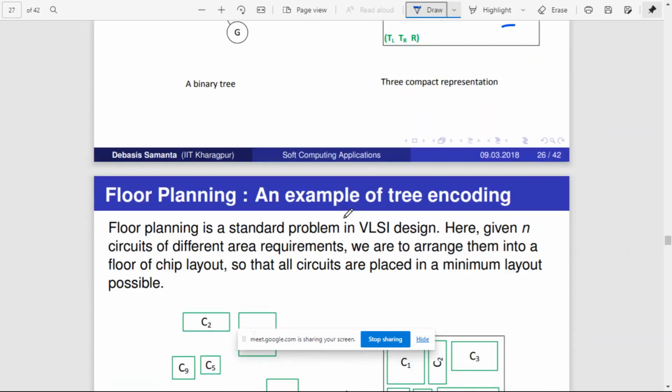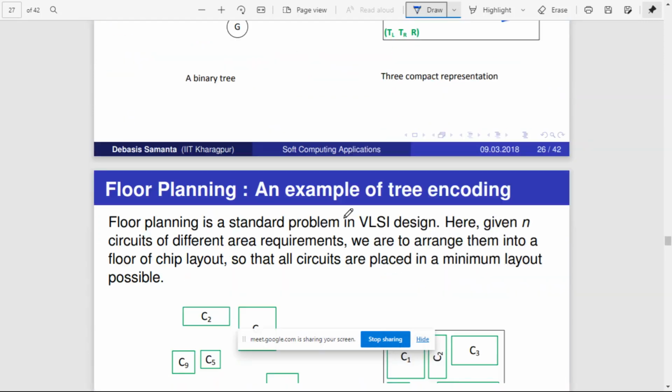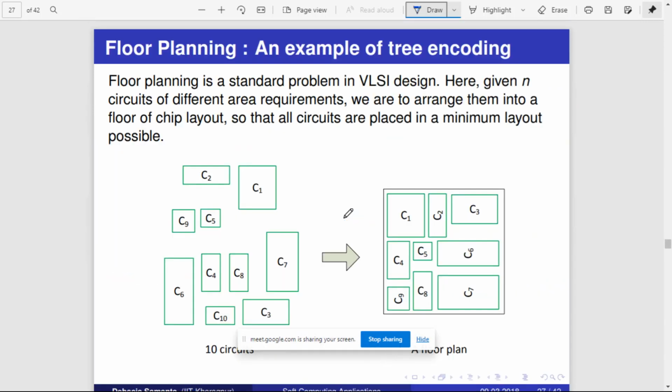So we are going to discuss this with one problem. So this is the problem. I'll just define the problem and then we will stop. The problem is floor planning. So this is basically a problem in VLSI design. Floor planning is a standard problem in VLSI design.